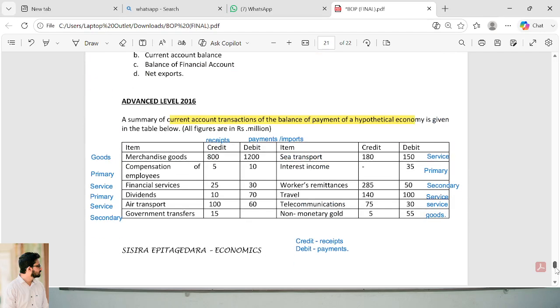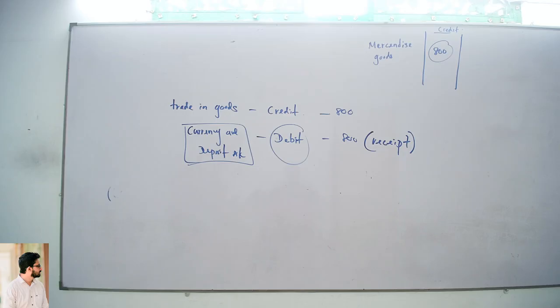Now look at the table given. Only two types of the given transactions should be recorded in the balance of trade in goods: merchandise goods, and the last one, non-monetary gold. If you get the net value of these two transactions, it would be the balance of trade in goods. Let's do it.